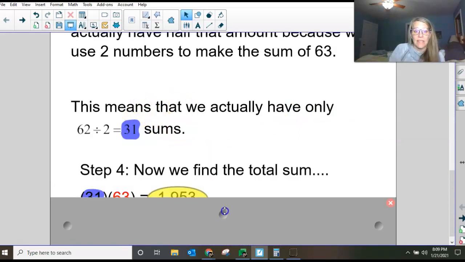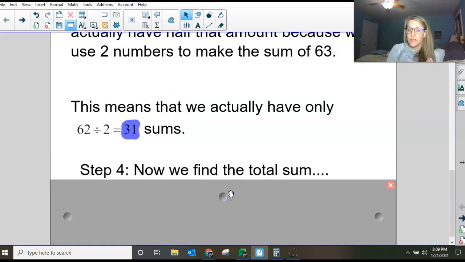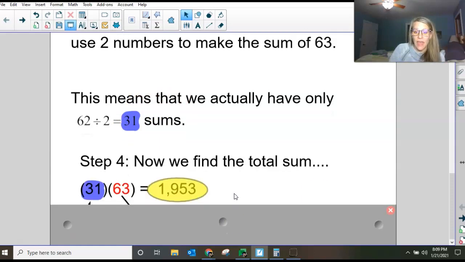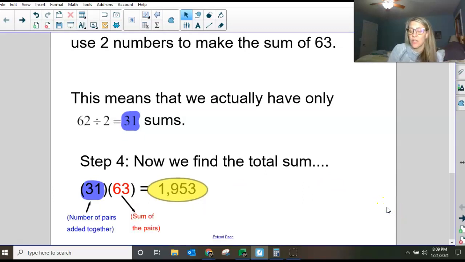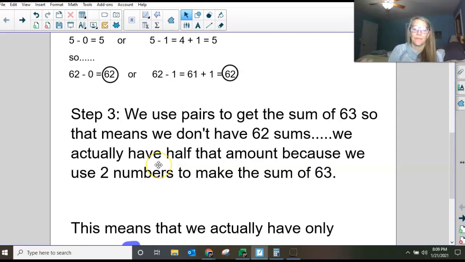All right. Step 4 is to now find the total sum. And to do that, we're going to use multiplication because that's a shortcut for addition. We have 31 sets of 63. So we could add 63 plus 63 plus 63 31 times, or we can use the shortcut, which is multiplication, and find that 63 times 31 is 1,953.